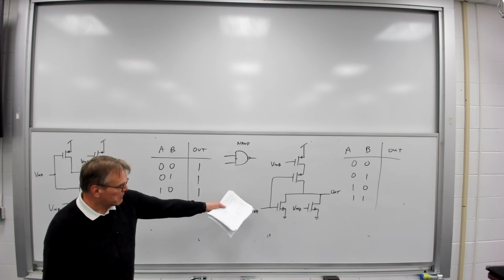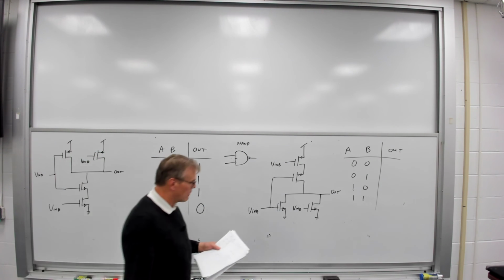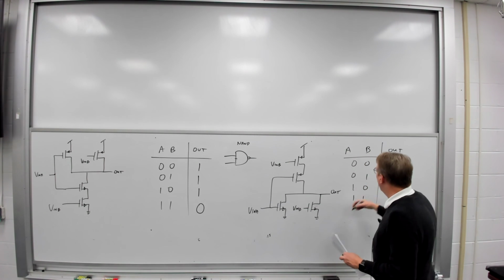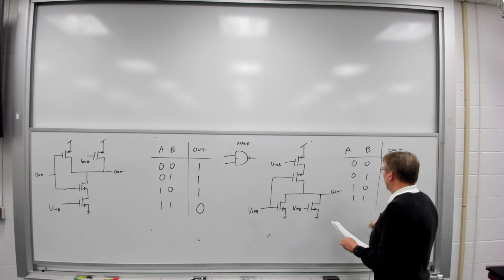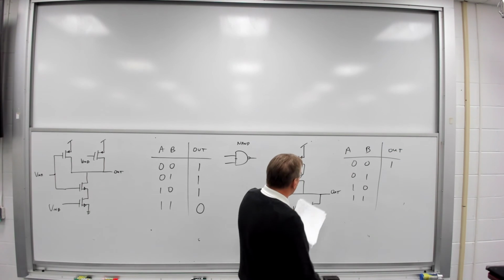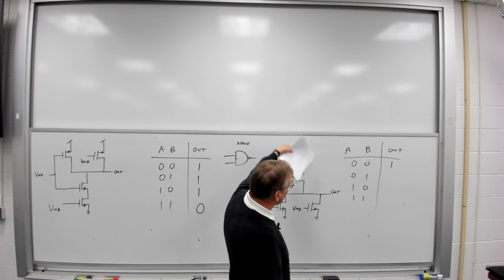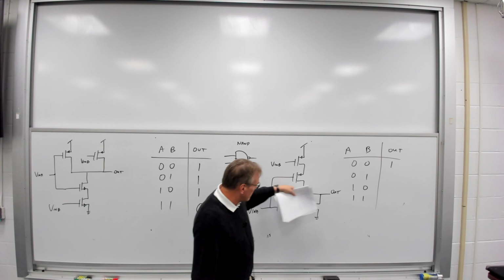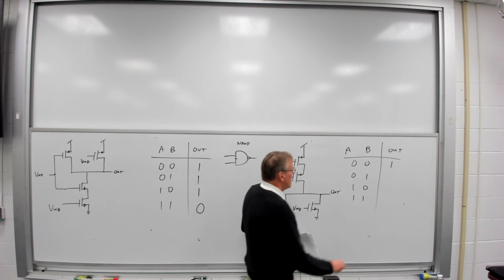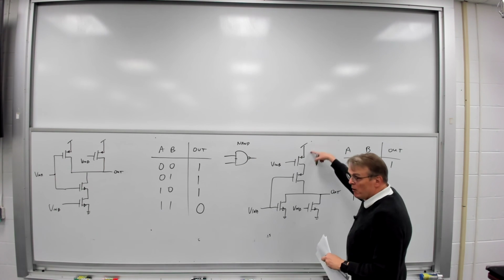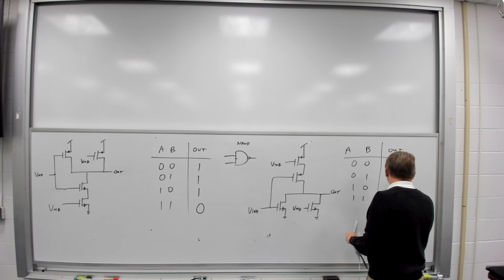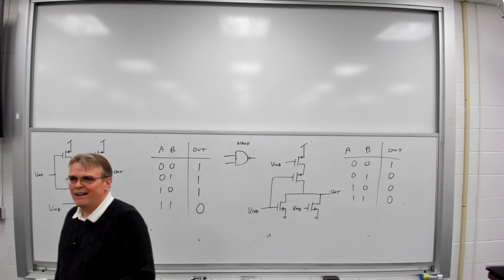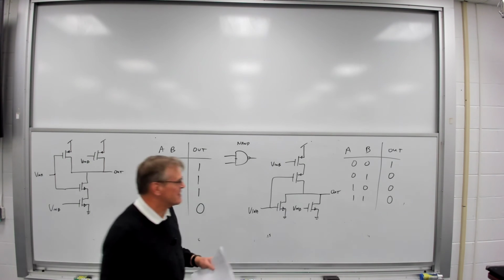Once again, I can go through and figure out which ones are on, which are off. It turns out that in this case, only if both of these are off and both of these are on do I have a connection to VDD, which gives me a logic 1. If either or both of these inputs are on, I have a path to ground. I have no path to VDD. What is that logic gate? It's a NOR, right? This is a NOR gate.